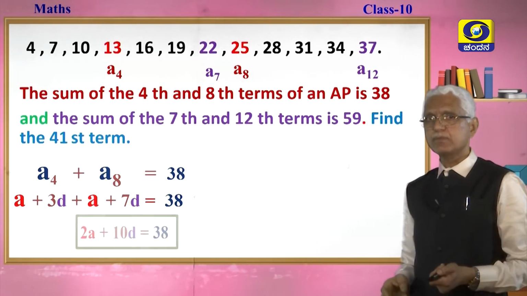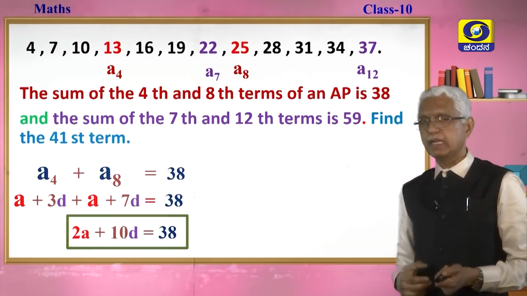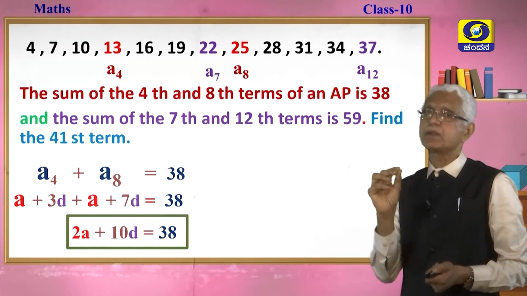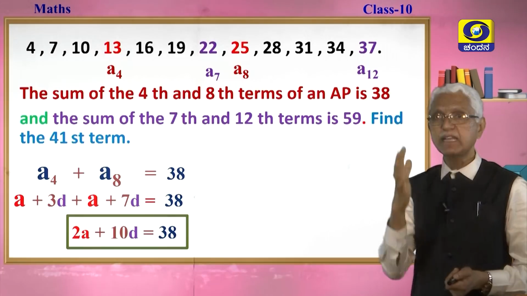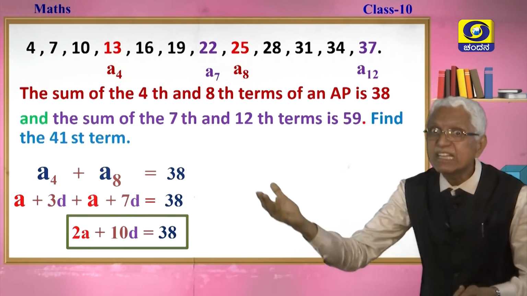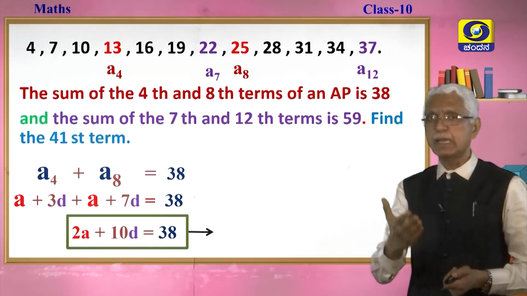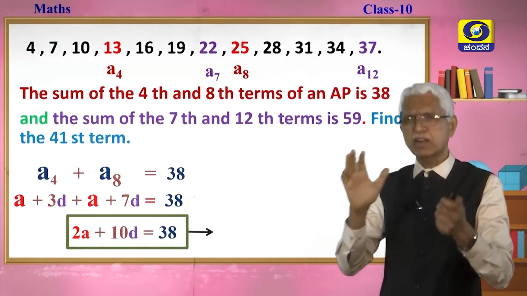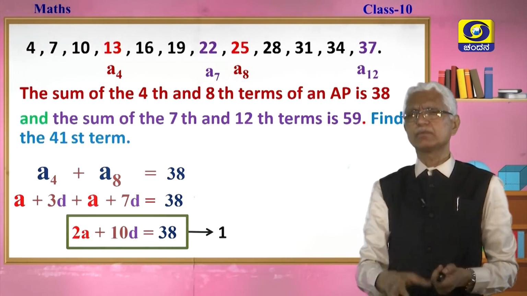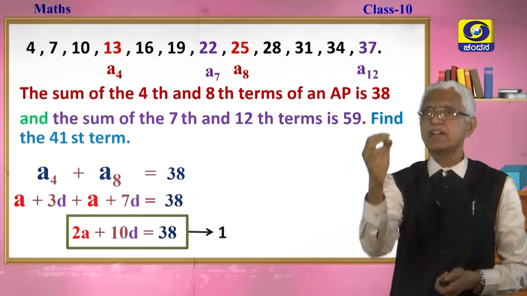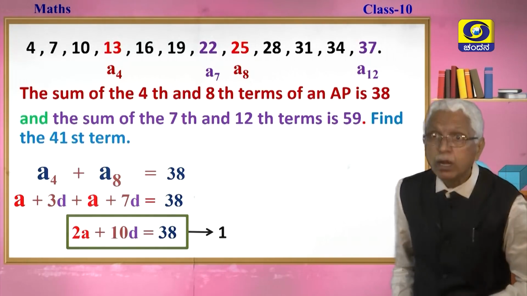A plus A becomes 2A. 3D plus 7D becomes 10D. 2A plus 10D is equal to 38. What did you get? One linear equation in two variables. 2A plus 10D is equal to 38. Respect it and give it number 1. First linear equation is born.